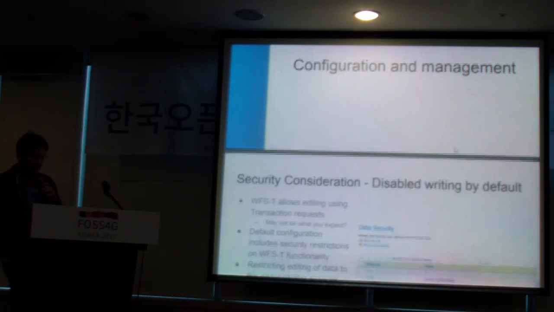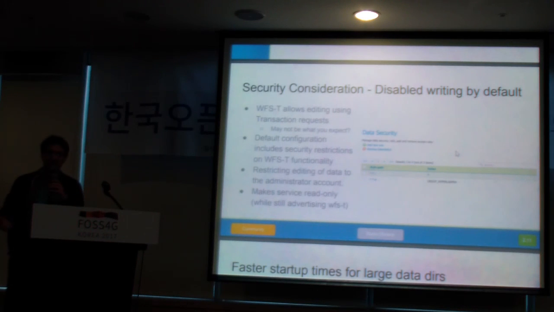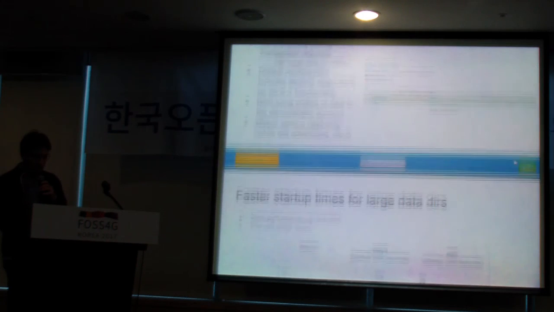So, what's new in terms of configuration and management? In GeoServer 2.11, we disabled by default the ability to do WFST because people kept forgetting to disable it. Basically, people installed the GeoServer out of the box, which is a demo installation meant to showcase WFST, and people forgot to disable transaction. And they went online with people being able to just edit data, which is not right. So we basically limited by default, only the administrator can edit data.